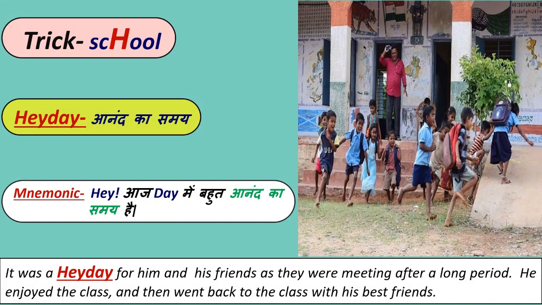The next letter is H and the word is heyday, means आनंद का समय या फिर बहुत खुशी का समय. Mnemonic is Hey, आज डे में बहुत आनंद का समय है. Let's see the sentence. It was a heyday for him and his friends as they were meeting after a long period. He enjoyed the class and then went back to the class with his best friend.